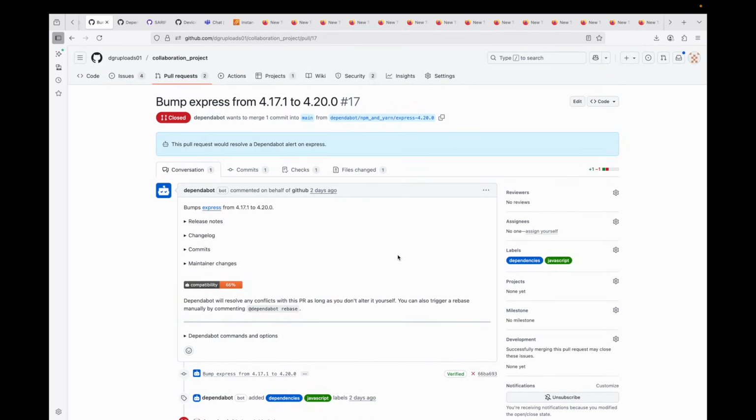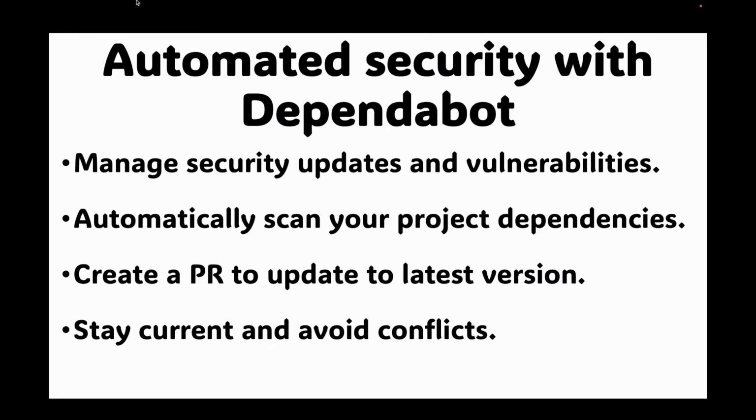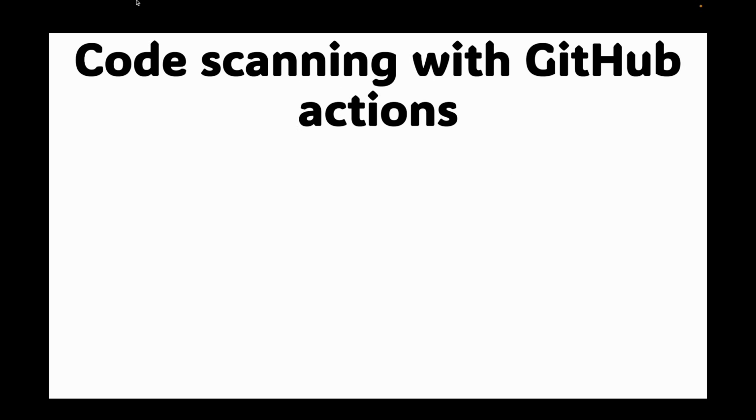It helps you to automatically scan your code for any vulnerabilities, and then it will automatically create a PR with the fix so that you can review the code and then just apply it to your environments. So Dependabot is a set it and forget it tool that continuously monitors your dependencies, saving you from having to do it manually. The last thing that we are going to talk about is code scanning with GitHub Actions.